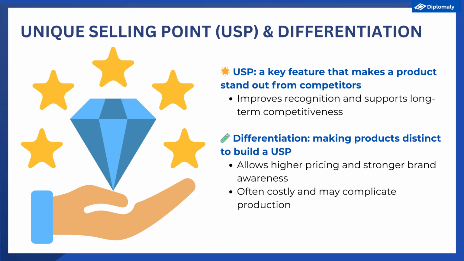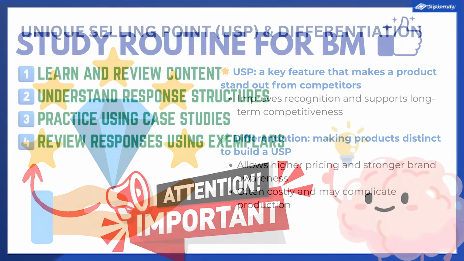In order to achieve a unique selling point, firms need to differentiate their products, which is the actual process of making their products different from their competitors. Differentiation can help the firm charge a higher price due to the development of the unique selling point, and can also improve brand awareness as customers are more familiar with the product. On the other hand, this is typically a very expensive strategy for the business and can complicate the production process.